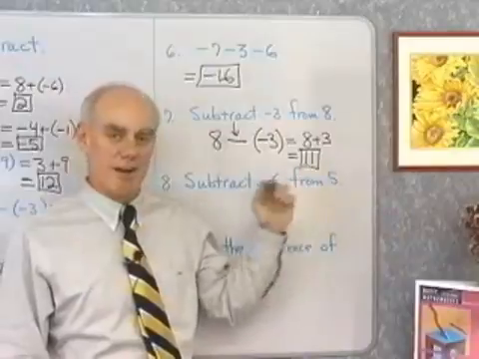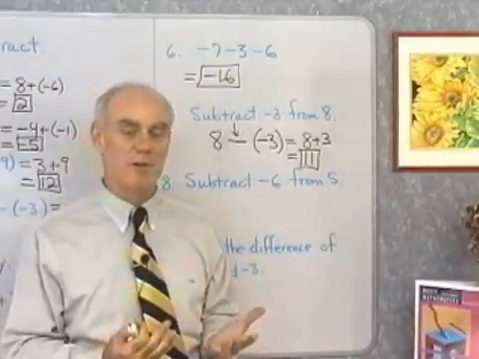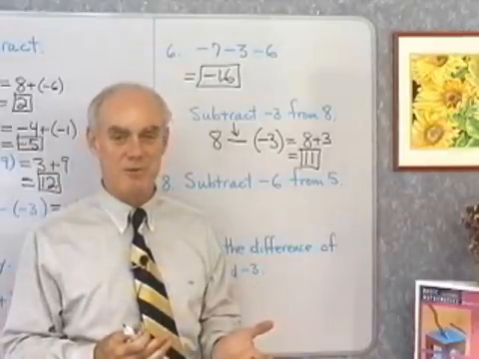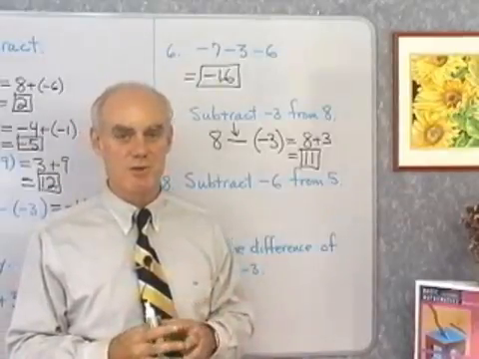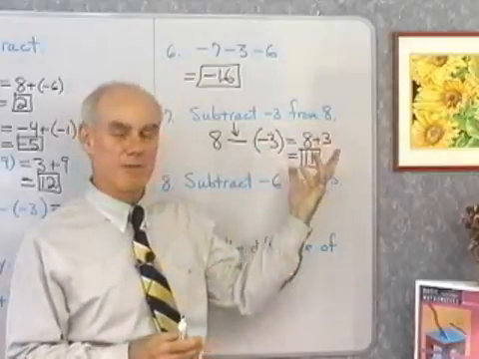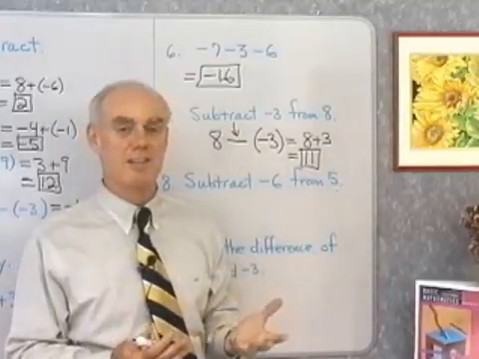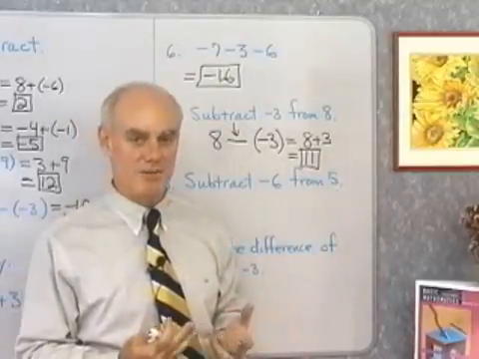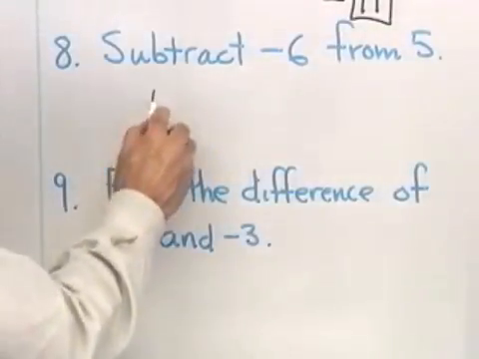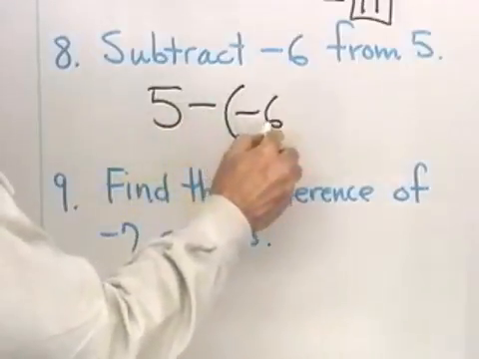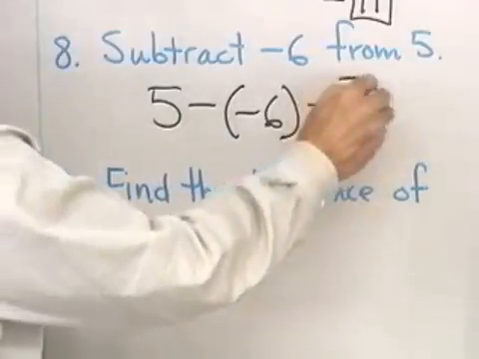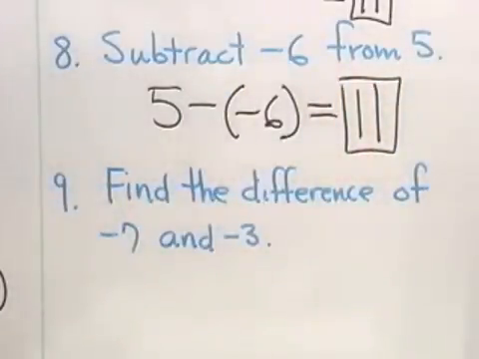The answer is 11. Now remember when we said at the beginning of this section that you have to be careful about trusting your intuition when it comes to arithmetic with positive and negative numbers? It's especially true with subtraction. Your intuition might tell you that subtracting negative 3 from 8 might give you 5 or negative 5, something like that. It doesn't. Subtracting negative 3 from 8 gives you exactly 11. Here's our next problem. Subtract negative 6 from 5. 5 subtract negative 6. Well, that's going to be 5 plus 6, which is 11. So subtracting negative 6 from 5 gives us 11.